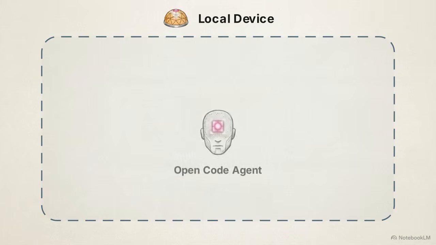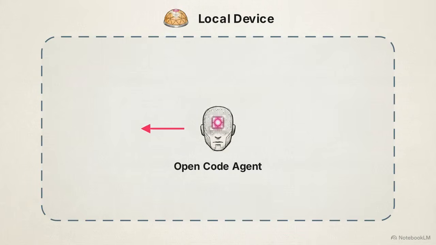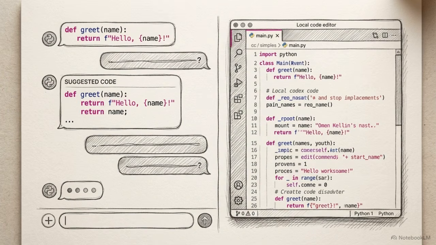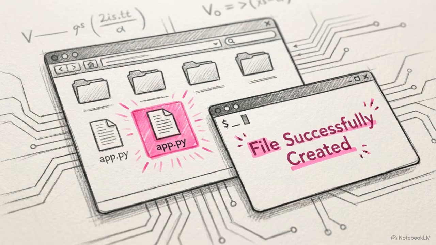This flowchart visualizes the agent's permissions. Because everything runs on your machine, OpenCode is authorized to read your active directories and write new code files directly to your hard drive, all inside a secure local boundary. Granting the AI local file access moves the workflow from passive advice to direct execution. The agent generates the necessary code and then automatically instantiates the file on your hard drive.